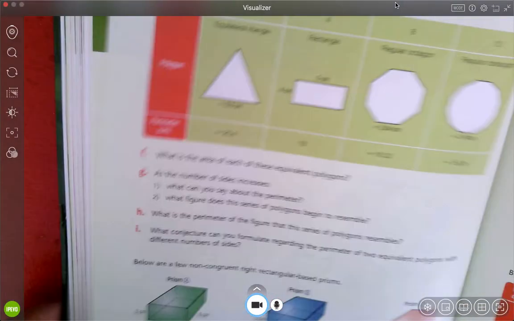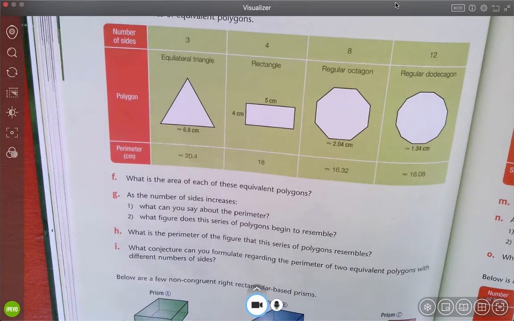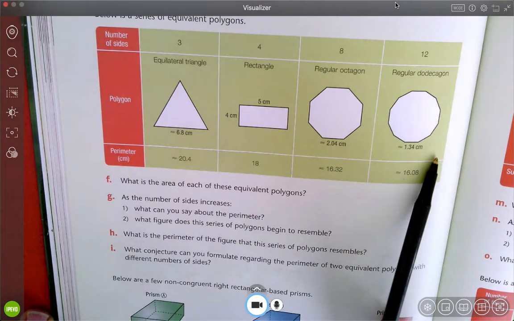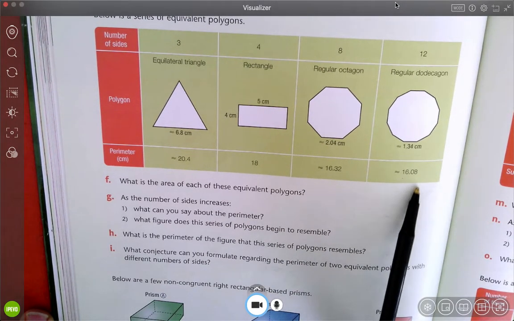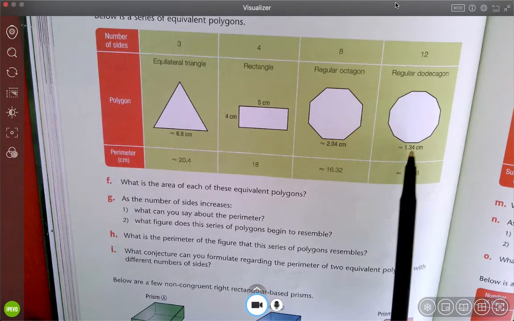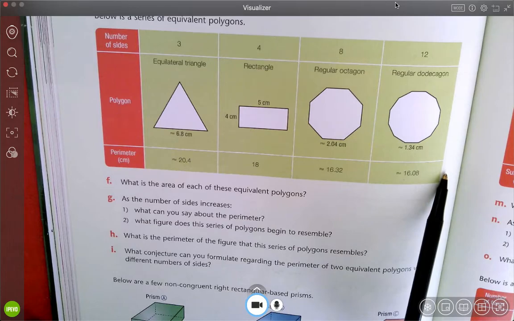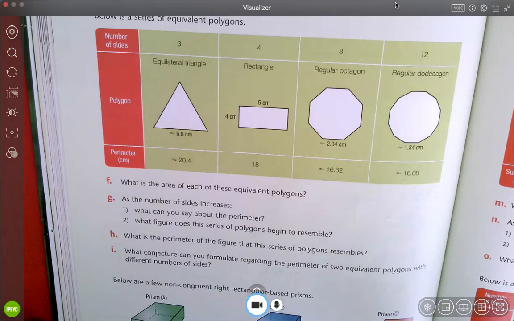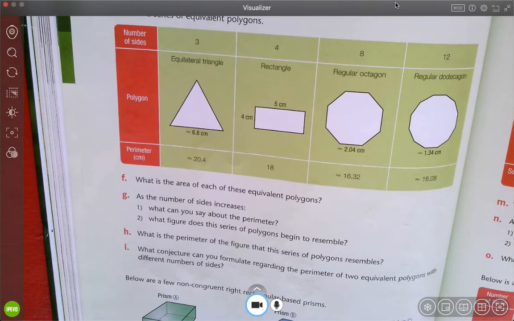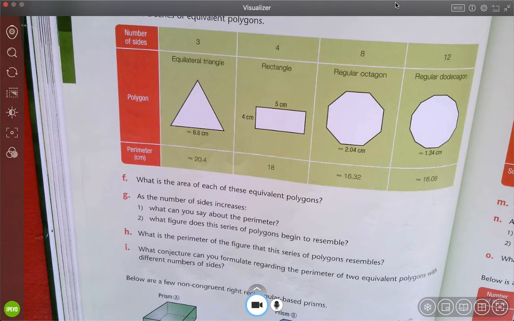this is what I'm trying to get at here. So as you can see, as the number of shapes increases, the perimeter decreases. But what shape is this starting to look like? A circle. So you'll realize how many sides are in a circle. So infinite, right? In a circle, there are an infinite amount of sides.